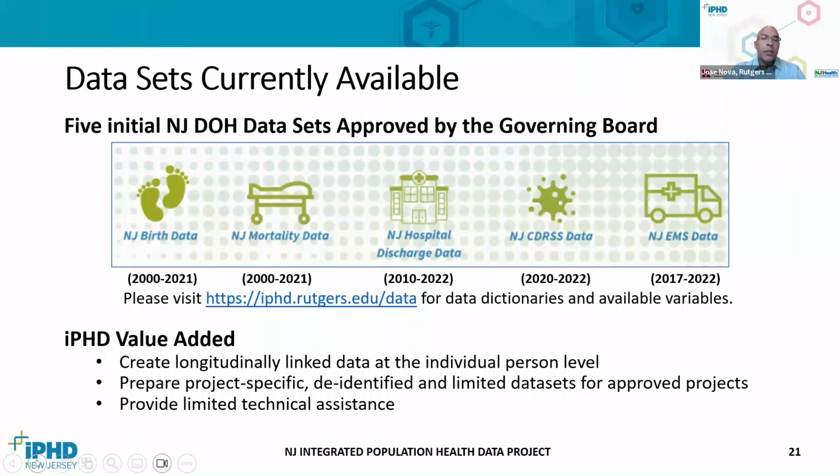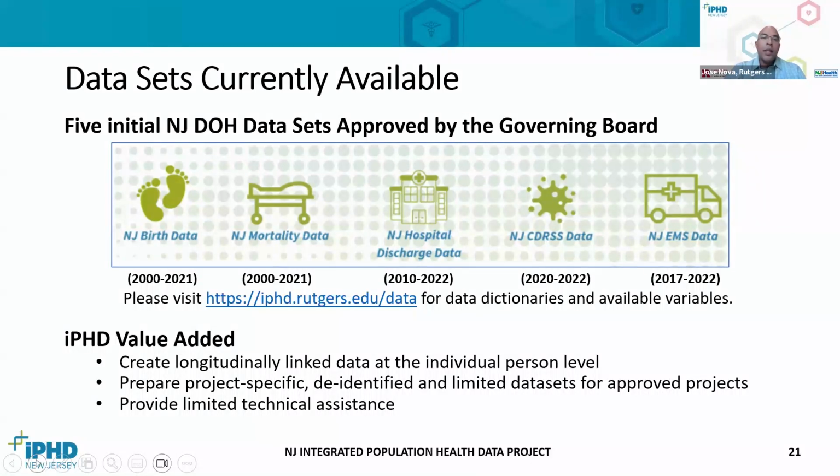The CDRSS, more specifically the COVID-19 data from the CDRSS, which is the Communicable Disease Reporting and Surveillance System. This contains information on COVID PCR positive reports, including dates of onset, lab results. Essentially, it serves as an indicator of confirmed cases. And this data begins on the onset of the pandemic, which was in 2020, up to 2022.